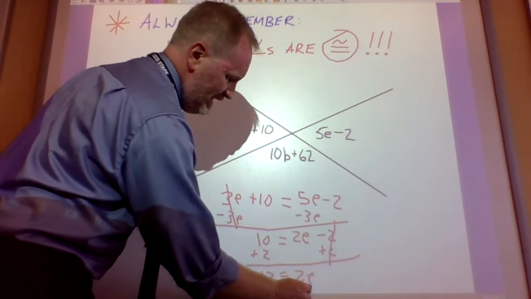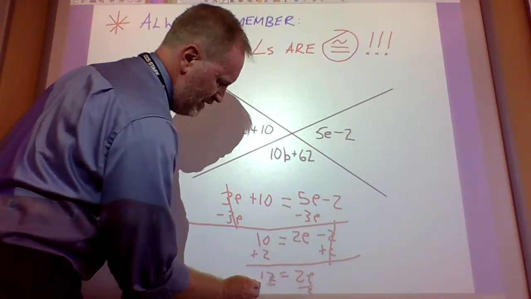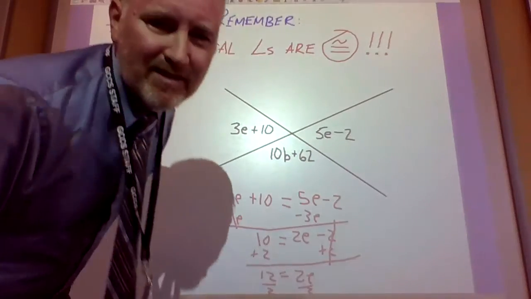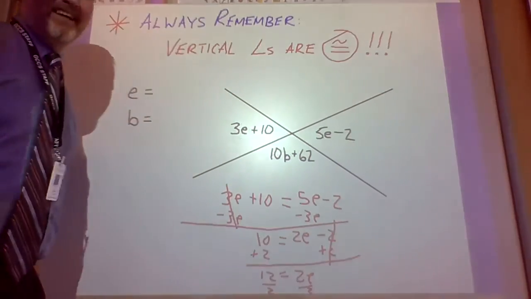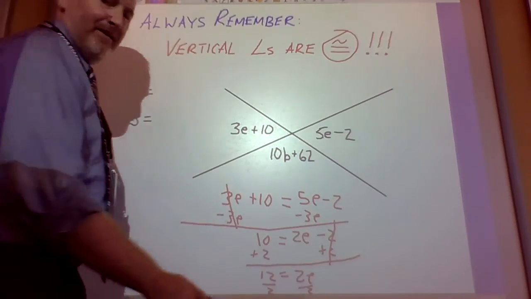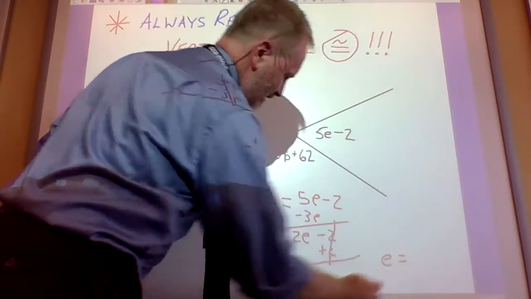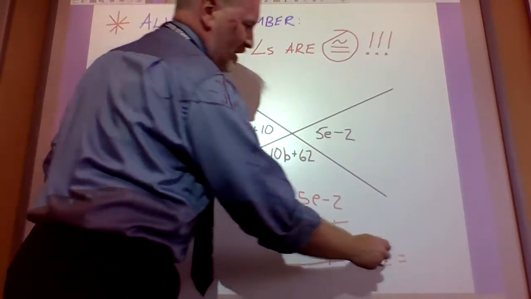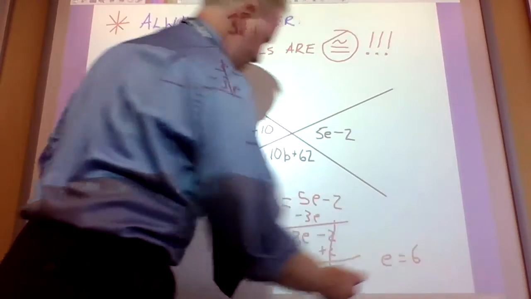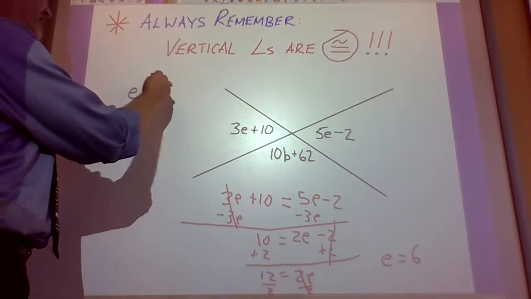And to find out what e is, I got to divide by 2, divide by 2. Hope I'm not going off the bottom of the screen. Nope, I'm still on there. Awesome. So at the very bottom, you would get the 2's canceling out, so you'd end up with e equals 12 divided by 2 is 6. All right, so e is 6.